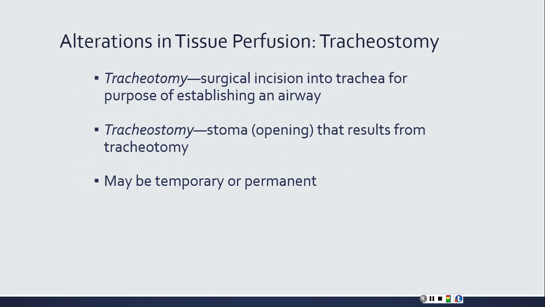All right, now, when they're going to have a tracheostomy placed, the tracheotomy is the surgical incision into the trachea for the purpose of establishing an airway. The tracheostomy is going to be the stoma. Okay, this is the opening. This is what we always kind of refer to. When we're talking about tracheostomy care, well, we're cleaning and taking care of that stoma. It results from the tracheotomy. It may be temporary or permanent, depending on what the patient's needs are.